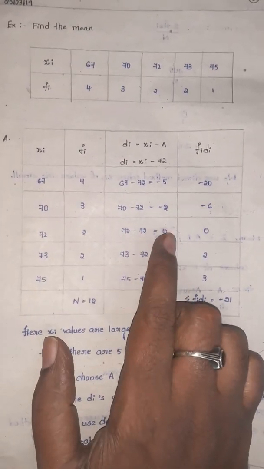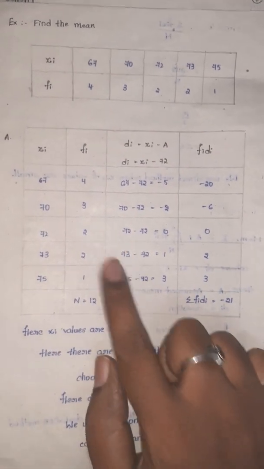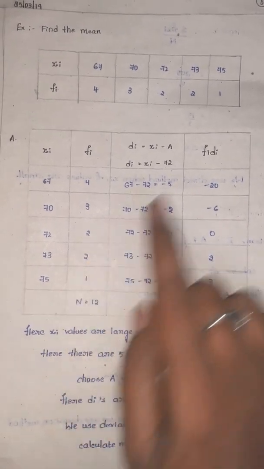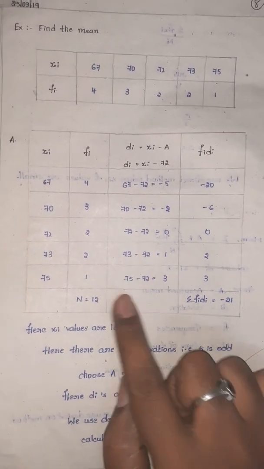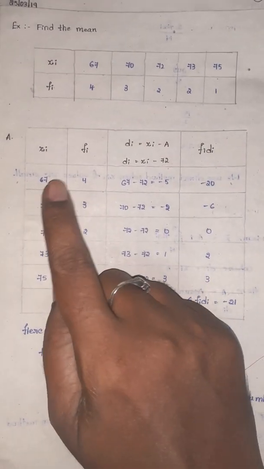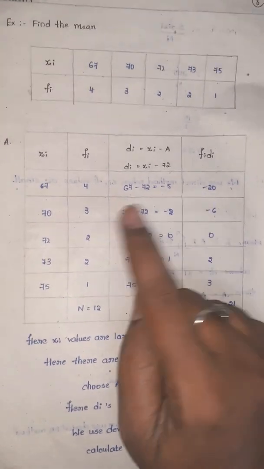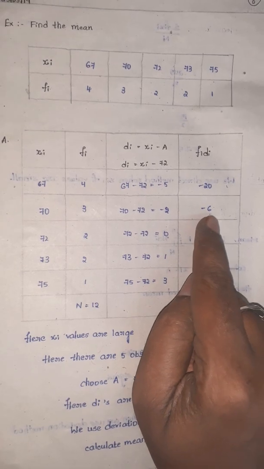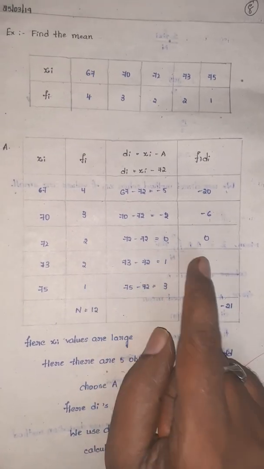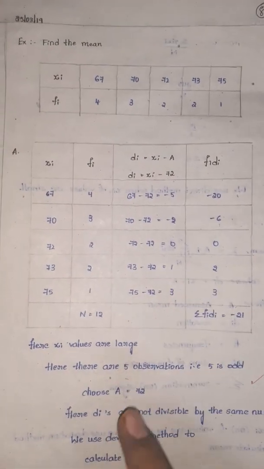Next, 72 minus 72 is 0. Next, 73 minus 72: here the bigger number has the plus sign, so the answer is positive, which is 1. Next, 75 minus 72: the bigger number has the positive sign, so the answer is 3. Now fi di. 4 into minus 5 is minus 20. 3 into minus 2 is minus 6. 2 into 0 is 0. 2 into 2 is 4. 1 into 3 is 3.